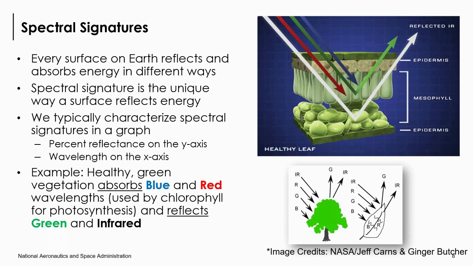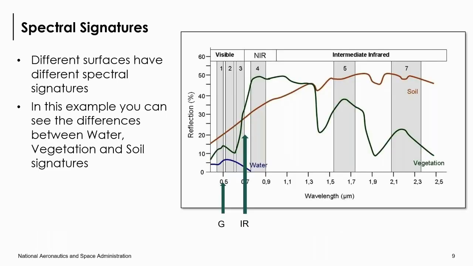For example, vegetation, when it's green and healthy, absorbs blue and red and reflects green and infrared. So this is why we see plants as green. So we can obtain the reflectance values of different land cover types across the visible and infrared portions of the electromagnetic spectrum to create signatures like the figure you see here.